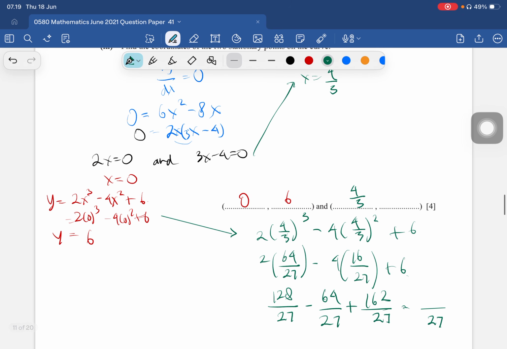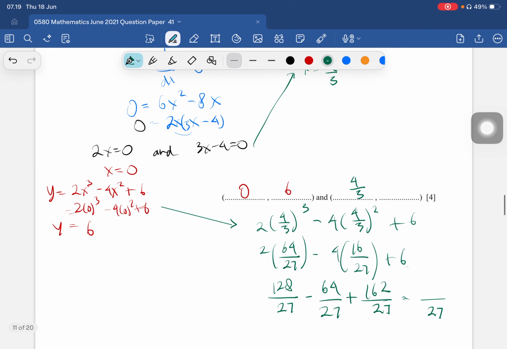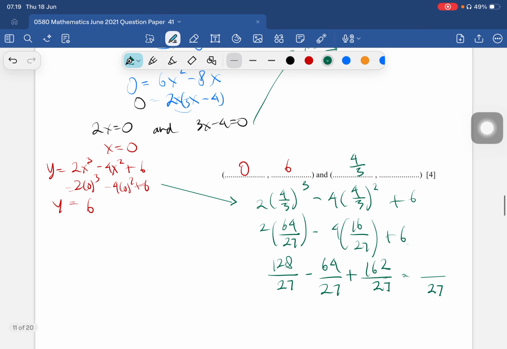Minus 4. My bad. This is 3 squared equal to 9, so 64 over 9. So the denominators are not equal yet. However, we can multiply it by 3. This fraction, we multiply by 3 on top and bottom.